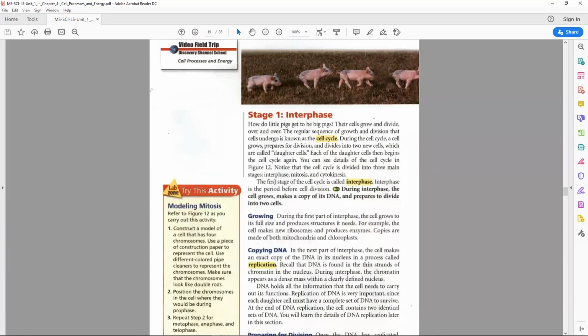Stage 1, interphase. How do little pigs get to be big pigs? Their cells grow and divide over and over. This regular sequence of growth and division that cells undergo is called the cell cycle. During the cell cycle, a cell grows, prepares for division, and divides into two new cells, which are called daughter cells. Each of the daughter cells then begins the cell cycle again. You can see details of the cell cycle in figure 12.